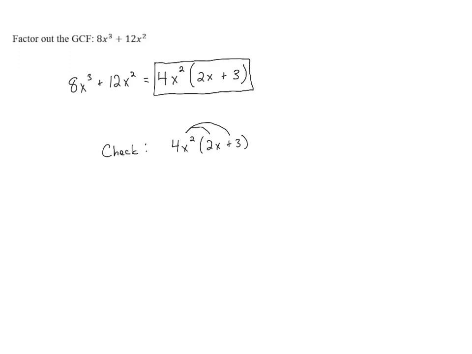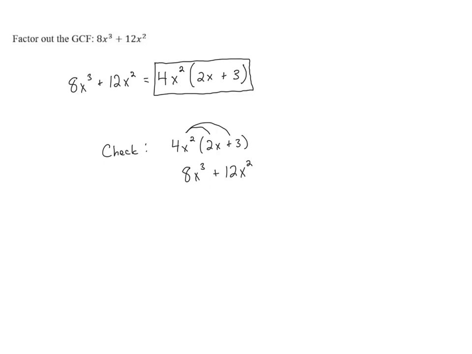If we start with 4x squared times 2x, that gives us 8x cubed, because x squared times x is x cubed. And then plus 4x squared times 3 gives us 12x squared. And if you look at what we have here, this ends up matching the original expression that we had. We started with 8x cubed plus 12x squared. So because that's what we get when we factor it out, we know that we've done a good job.